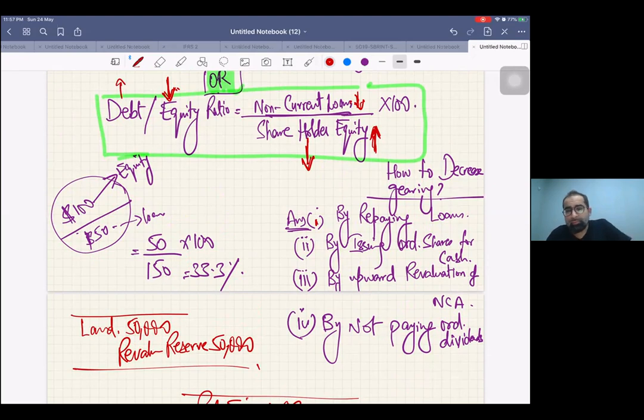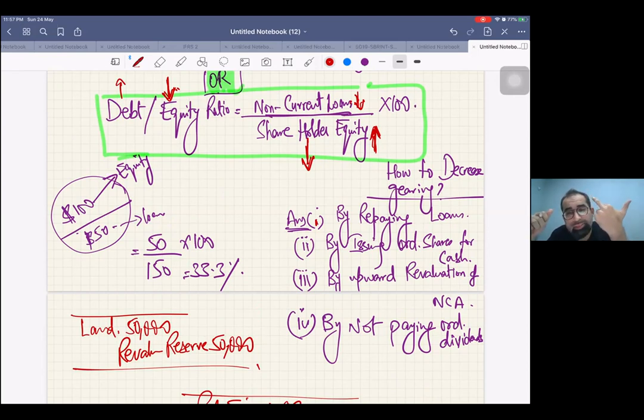I repeat, when you distribute dividends, you distribute it from retained earnings. So that means your retained earnings go down. And when your retained earnings go down, your shareholder equity goes down. And when your shareholder equity goes down, your gearing goes up. So simple relationship. By distributing dividends, your gearing will go up.